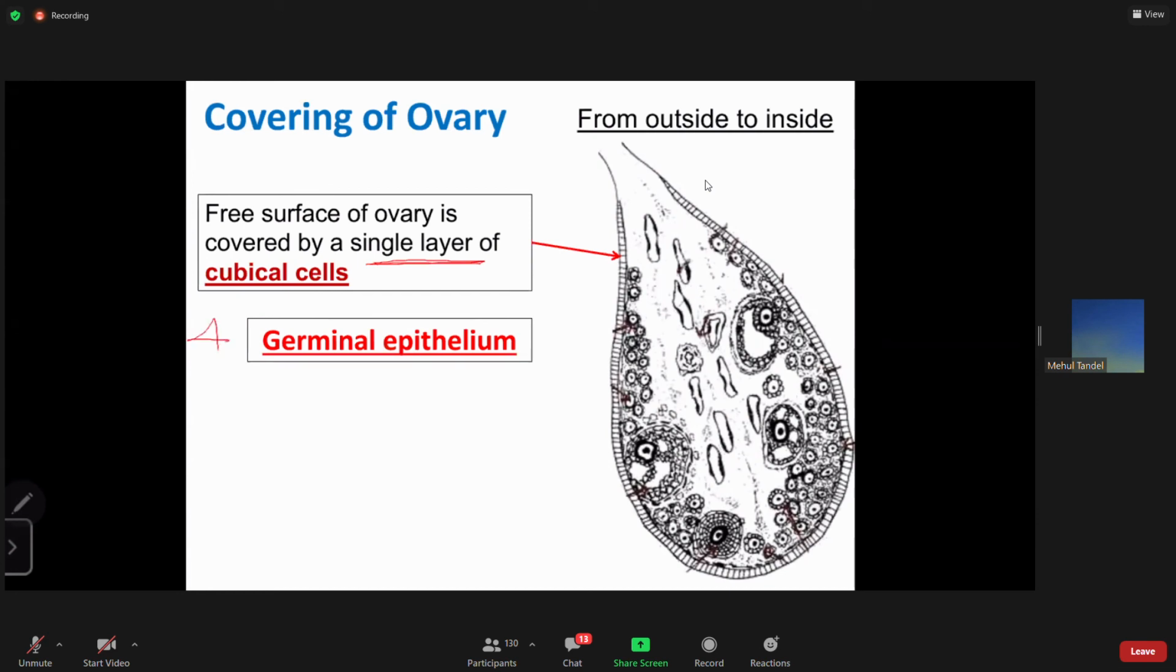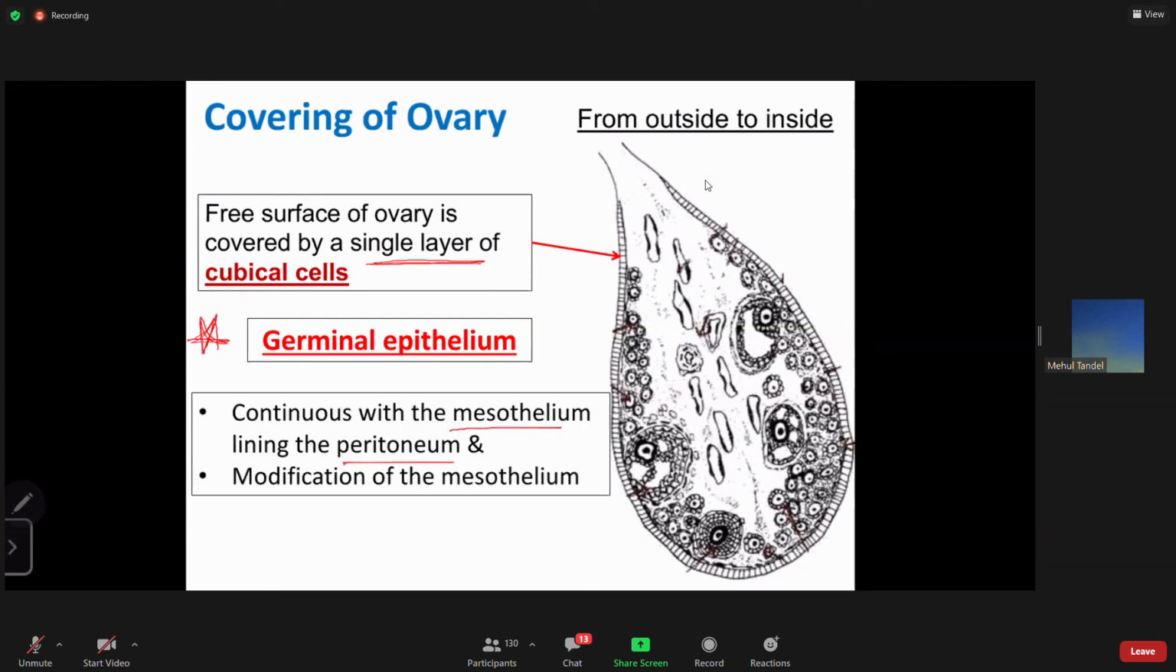हमने starting में पढ़ा था, example or location of simple cuboidal epithelium, germinal epithelium of ovary. Here it is continuous with the mesothelium of peritoneum, and remember it is a modification of mesothelium. It is actually modified mesothelium covering the ovary. But why is it known as germinal epithelium? Germinal epithelium क्यों बोलते हैं? They produce germ cells.